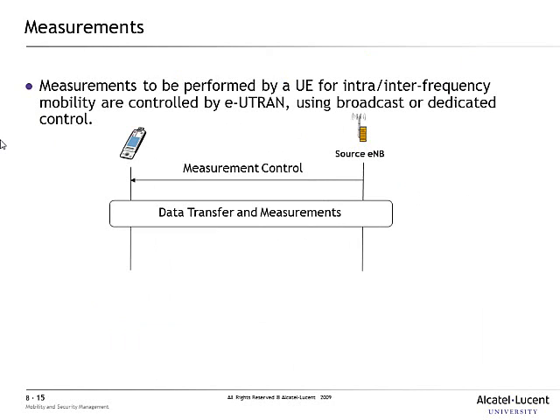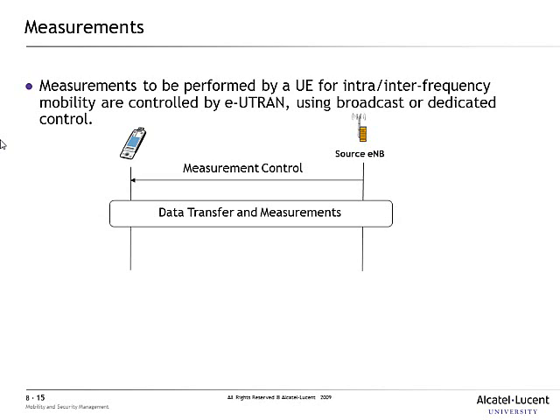Okay, and these are performed not only for intra-frequency mobility but also inter-frequency mobility. Say, for example, if a UE has to be shifted to another frequency or to another RAT, you need to continuously perform these measurements. Okay, and the E-UTRAN decides what sort of measurements are going to be taken by the UE based on the type of cells.